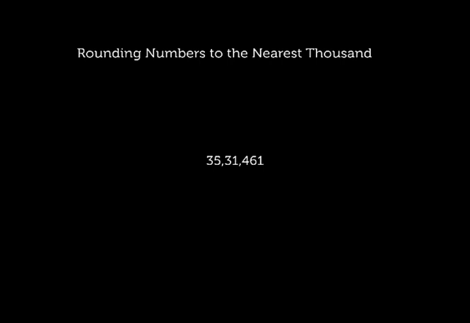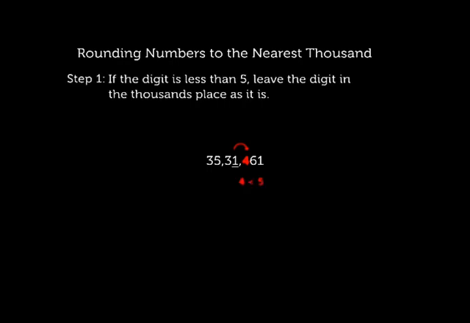Now let us look at another example. Round 35,31,461 to the nearest 1000. First look at the digit to the right of the 1000 place, which is 4 here. 4 is less than 5. So, we leave the digit in the thousands place as it is. Therefore, 1 remains as 1 itself.